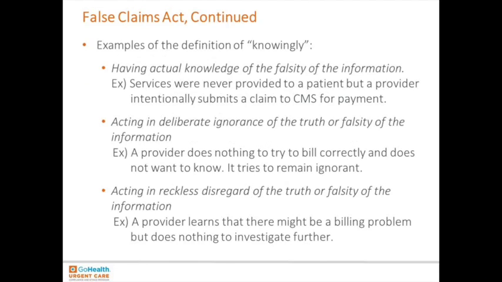So here are some examples of knowingly. Remember, we said that the False Claims Act prohibits providers from knowingly submitting a bill that's false or fraudulent in nature. So the first definition of knowingly is you had actual knowledge of the falsity of the information.